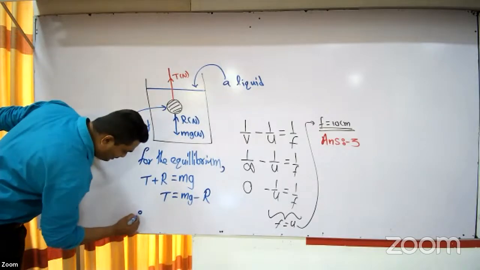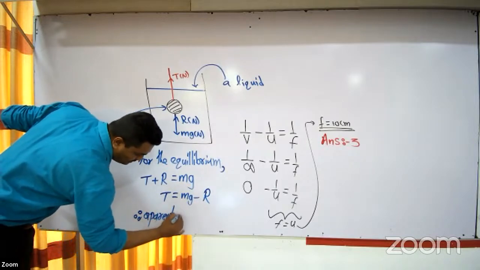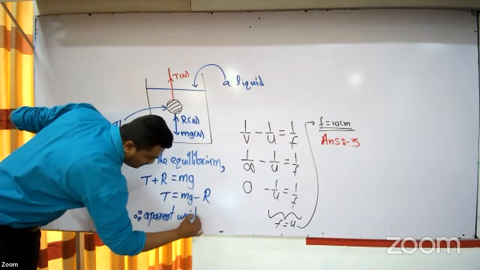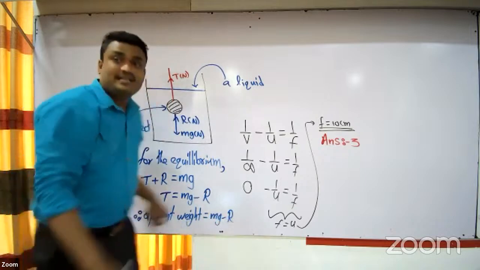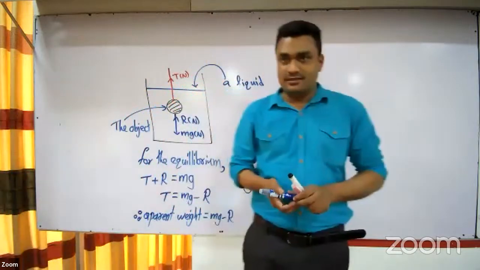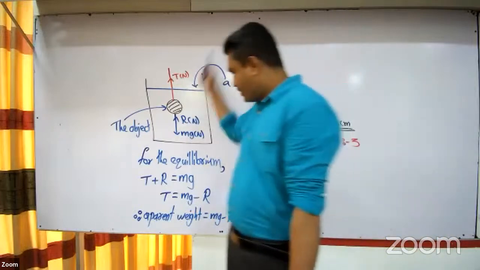So please write. Therefore, apparent weight equals mg minus R. So weight appears to be reduced. Weight appears to be reduced because of the upthrust. Write them all.